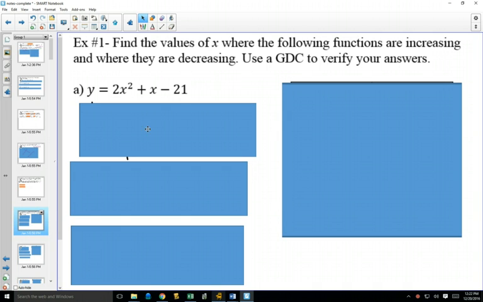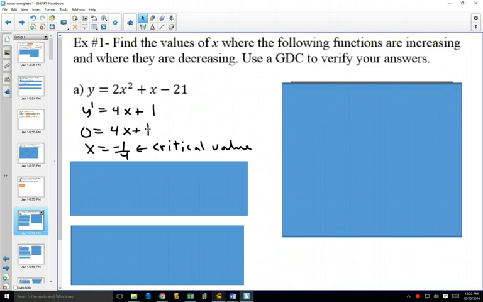Now, if we use our calculus, we can find our derivative really easily on parabolas. It's just going to be 4x plus 1. If we set our derivative equal to 0, we find that that happens at -1/4. In calculus, before we know what it is exactly, we call that a critical value because it's either going to be a maximum or a minimum. In this case, since you already know your parabola opens up, you know it's going to be a minimum.